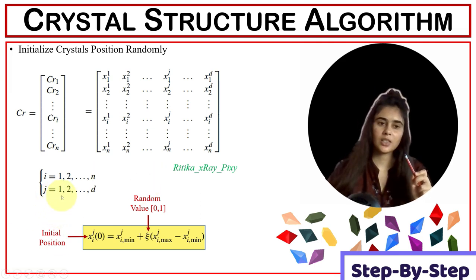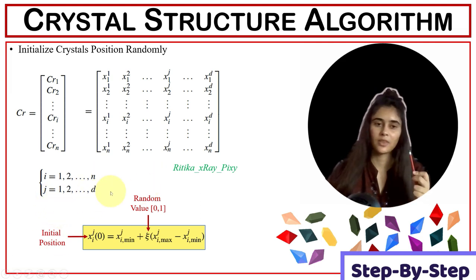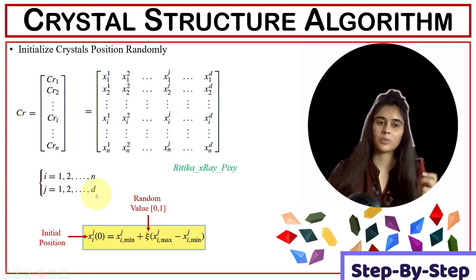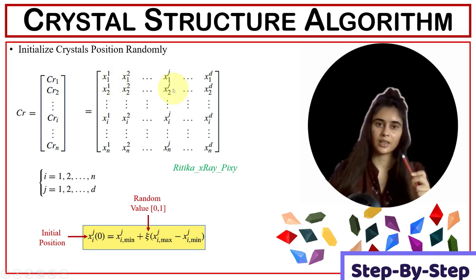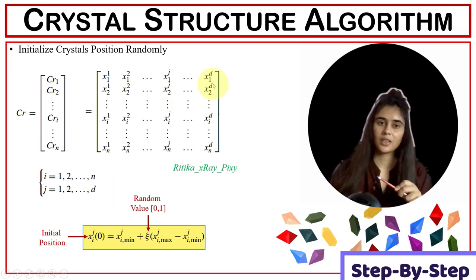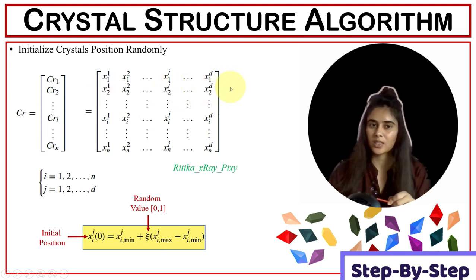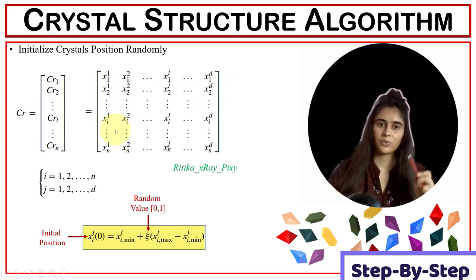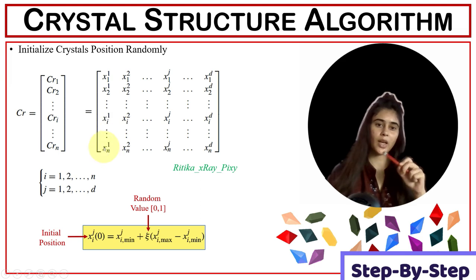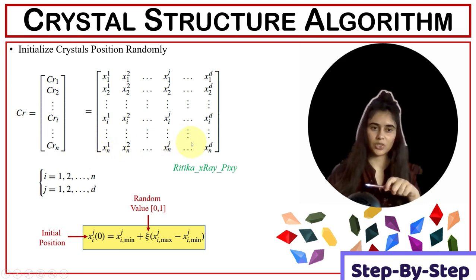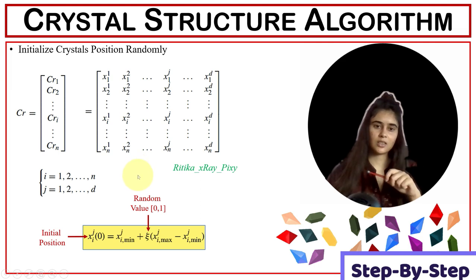And j, you can see, goes from 1 to D, that is the problem dimensions or the number of design variables. Now we have 100 crystals, and here you can see x_1,1. That is the position for the first crystal in the search space. And here you can see the value for j goes up to D, that is the dimension. x_1,2 is the position for the search agent, then x_1,3, x_1,4, up to x_1,D, and so on up to x_100. They will initialize the position for each crystal in the search space.